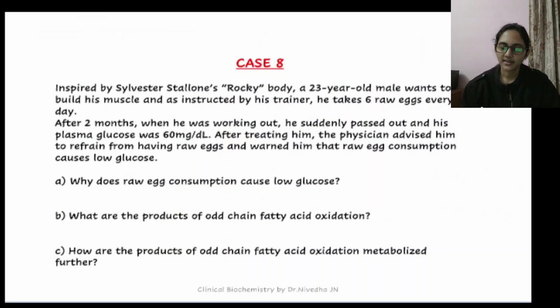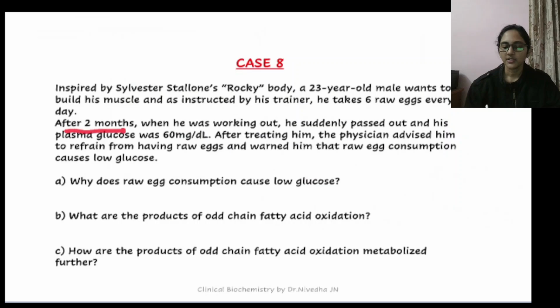So here, inspired by Sylvester Stallone's Rocky body, a 23-year-old male wants to build his muscle, and instructed by his trainer, he takes 6 raw eggs every day. So we know where this is going to lead us to. It is nothing but the avidin, which is inhibiting the biotin, and it's biotin deficiency. That's what we would think here.